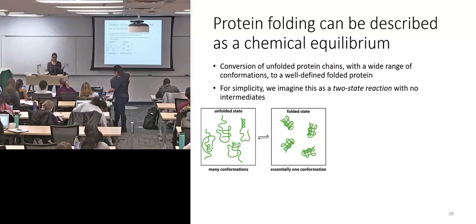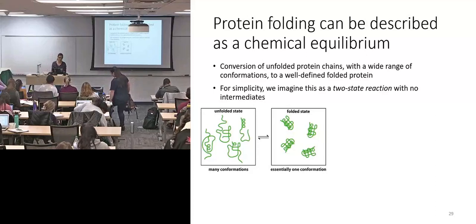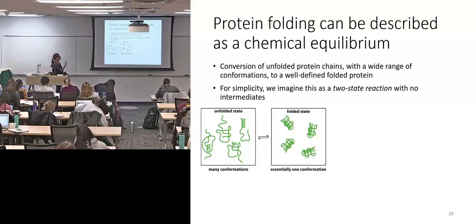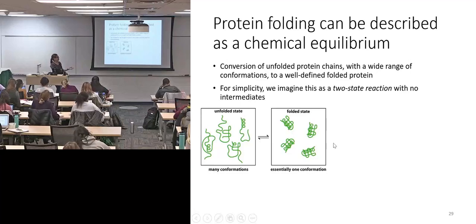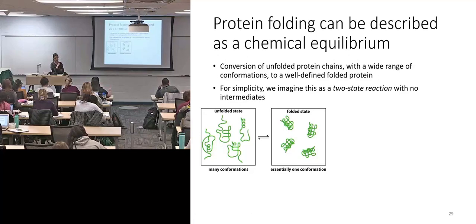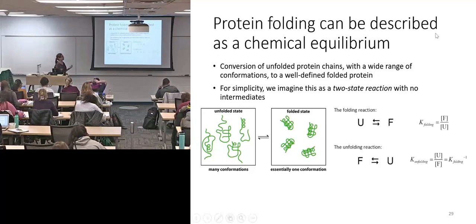Protein folding can be described like a chemical equilibrium, where we think of ourselves as converting from unfolded protein chains to folded protein chains in sort of a one-step reaction. There are no intermediates. For simplicity, we just imagine we're either unfolded or folded. And so we can write our equation maybe two different ways. We could have the folding reaction going from unfolded to folded.